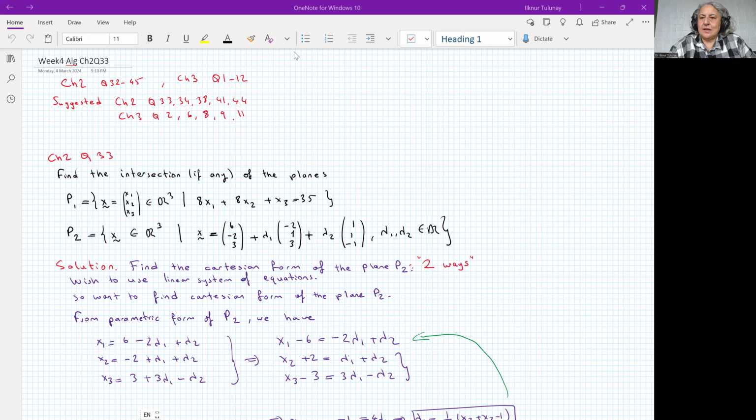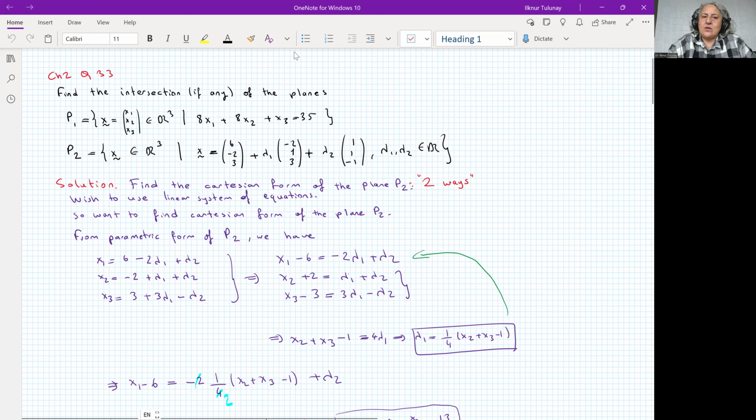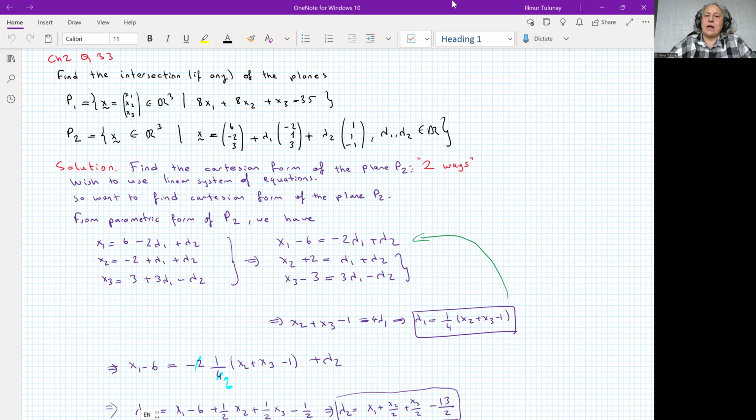Hello, everybody. This is for going through question 33 in chapter 2 in the algebra section for the course MATH1152 at the University of New South Wales. Now, in this question, we have two plane equations. One of them is given in Cartesian form, and one of them is given in parametric form. And we would like to find the intersection of these two planes.